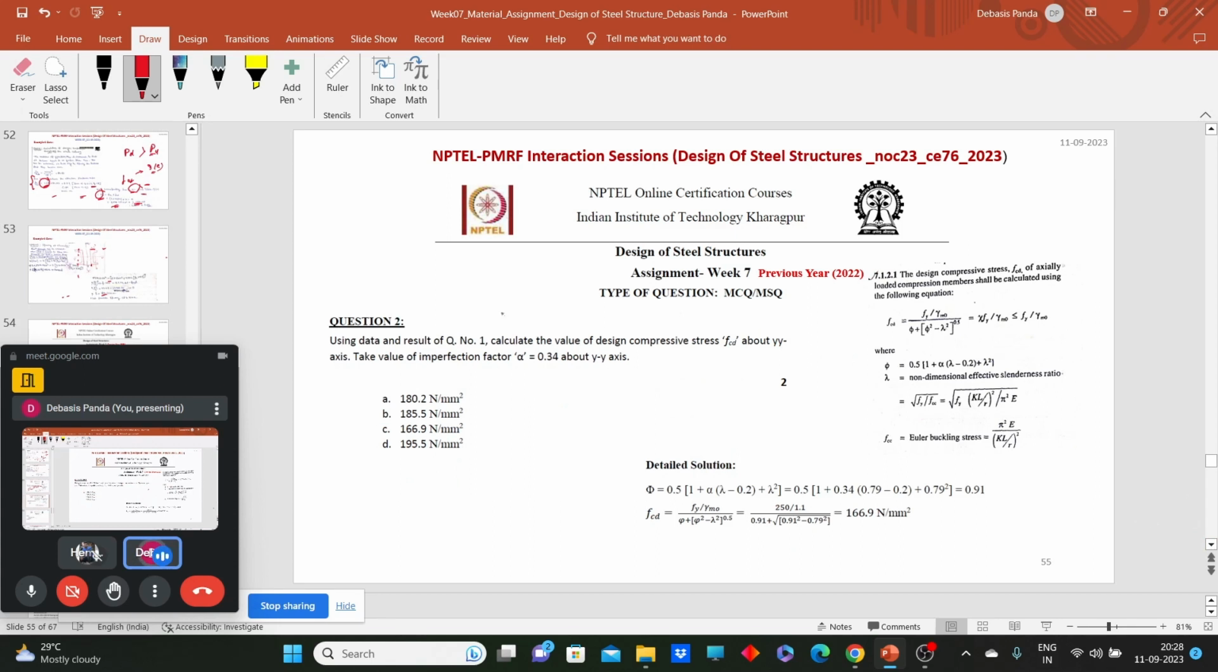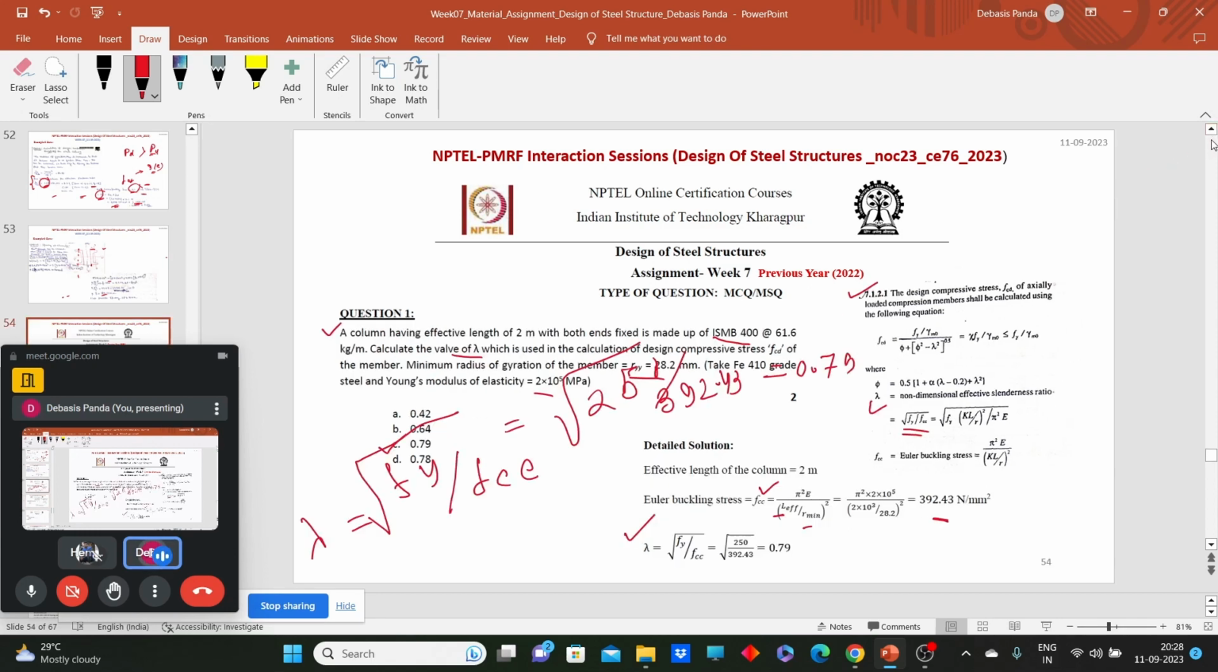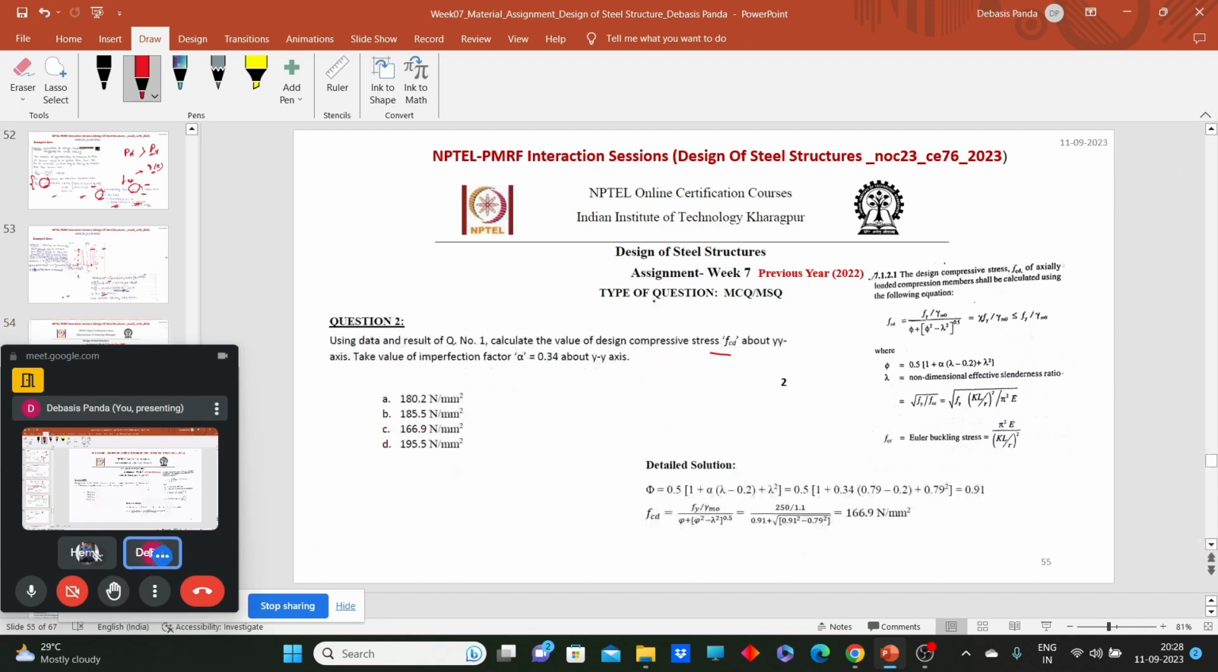Now, using the data and result of question number 1, calculate the value of design compressive strength Fcd about the YY axis. Question number 1 is all about the YY axis, because the YY axis is the minor axis. Here we have found the value of lambda from the previous question. Now the imperfection factor is given as 0.34. We need to calculate the value of Fcd. To calculate the Fcd value, we need to calculate the value of phi, because we already have lambda.